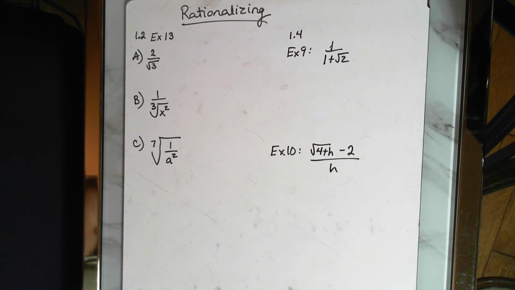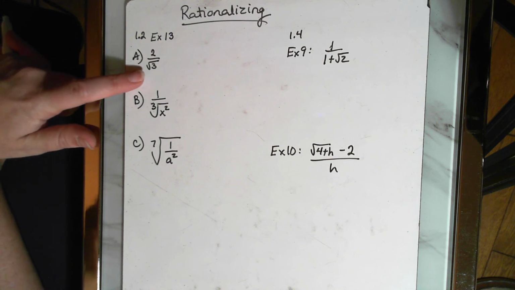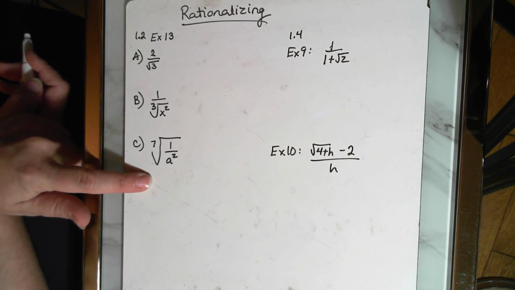Hi everyone, in this video we're talking about different methods for rationalizing. So you'll notice I have examples from lesson 1.2 and lesson 1.4. That's because there are several different ways to rationalize depending upon what's going on in your expression. So from example 2, we learned how to just rationalize when it's single terms.